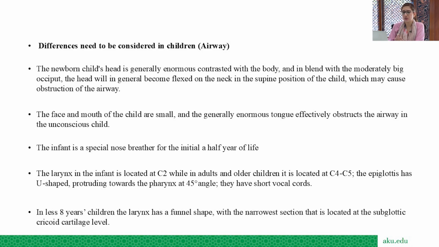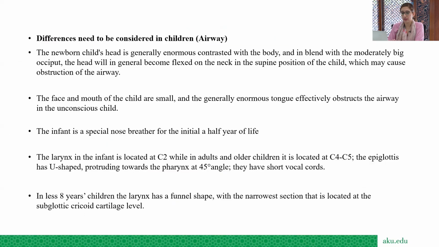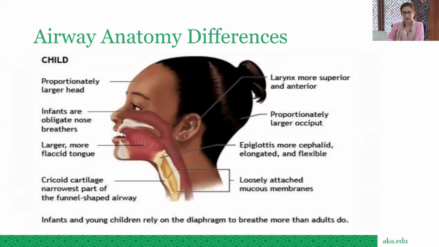And in children less than 8 years old, the larynx has a funnel shape, and the narrowest section is actually at the subglottic cricoid cartilage level. So we've already discussed this, and this figure basically helps to elaborate it a little more.